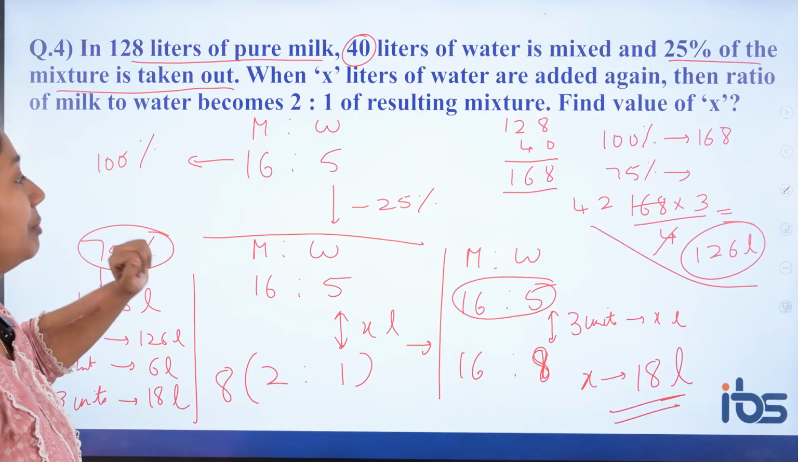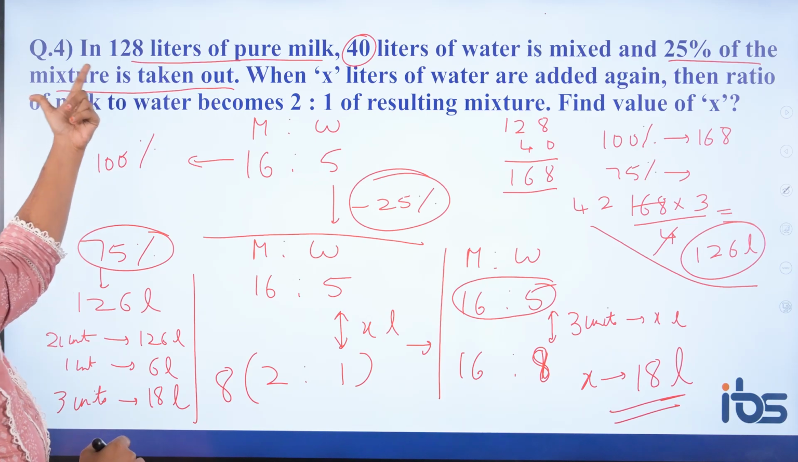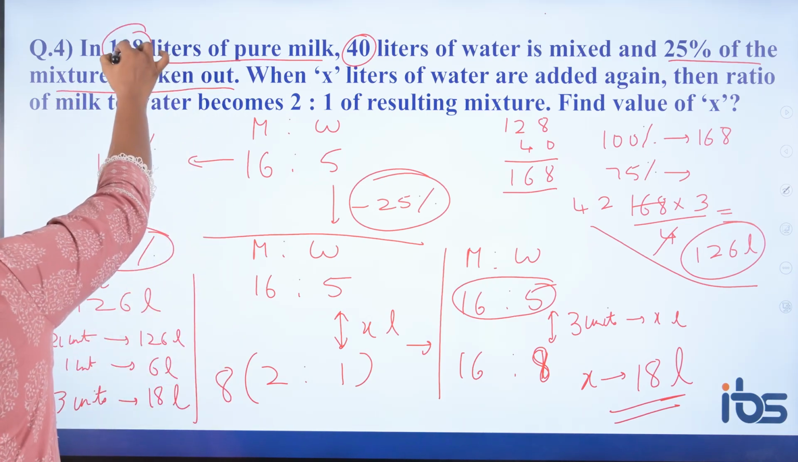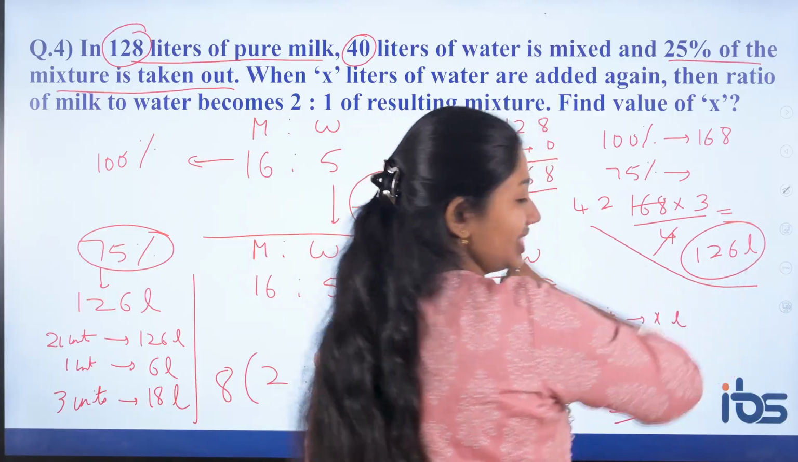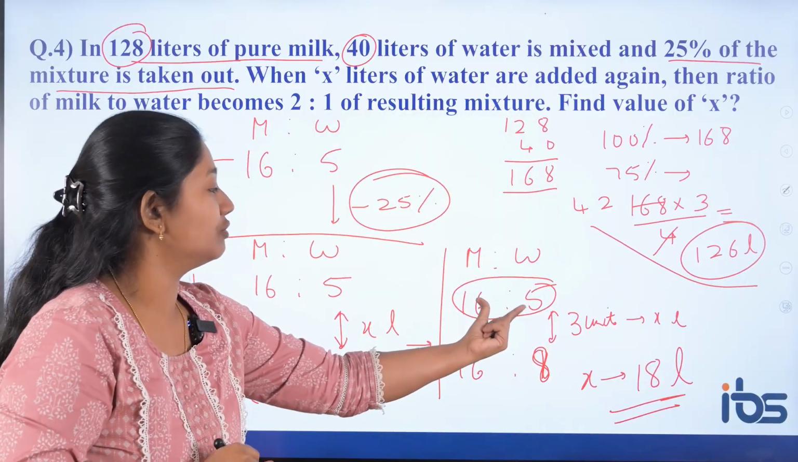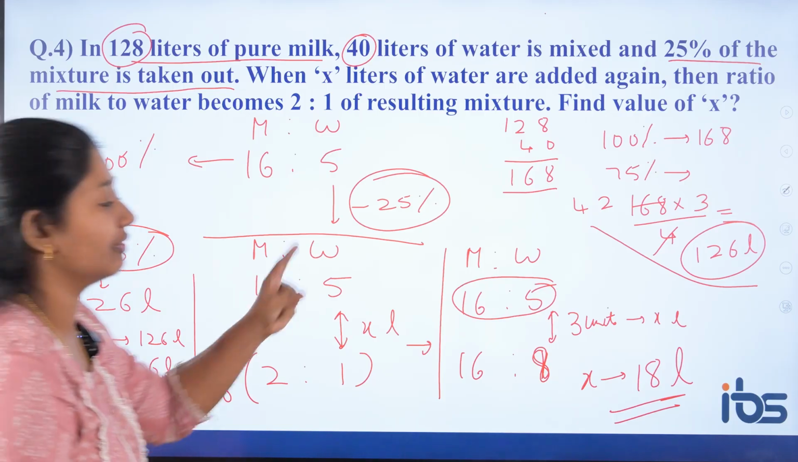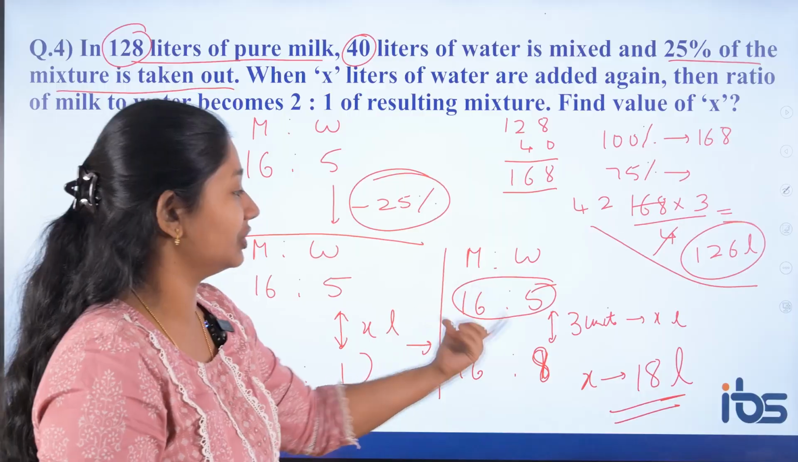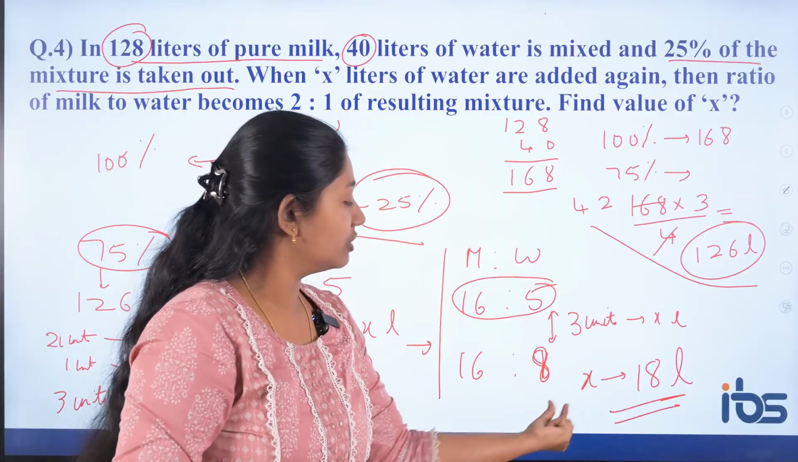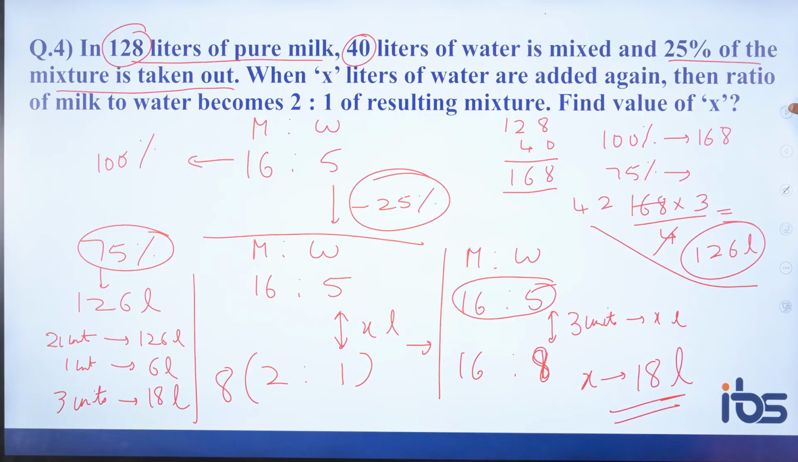So they have given 100%, they have removed 25, remaining is 75. You know 100% is nothing but total quantity 128 plus 40. So if 175% value is 126 liters. So 16 is to 5, that is 21 units is nothing but 126 liters. 1 unit is 6 liters, 3 units is 18 liters. Why 3 units? Because 5 has become 8. 3 units I have added, that 3 units is nothing but equal to X. So X value is 18 liters of milk has been added.